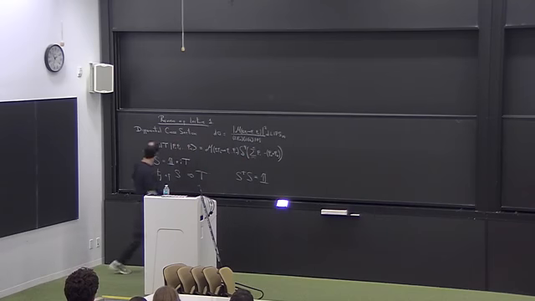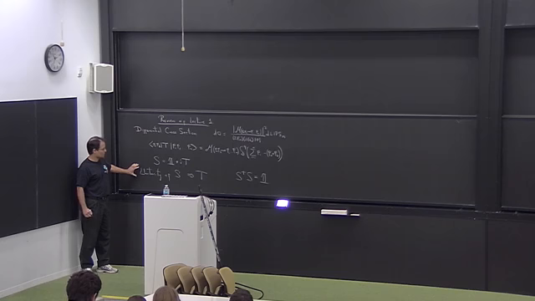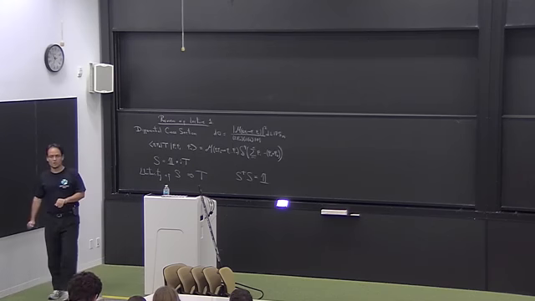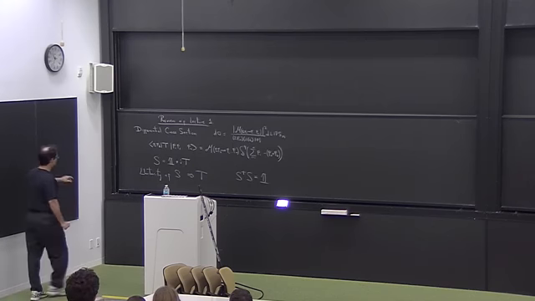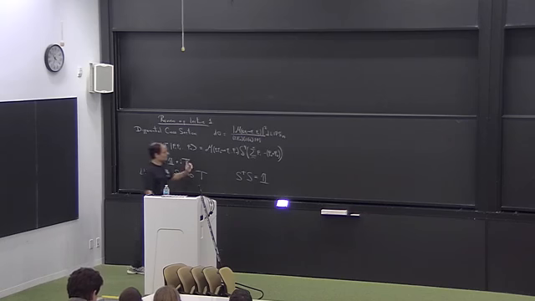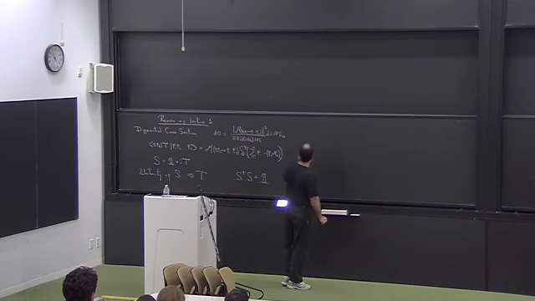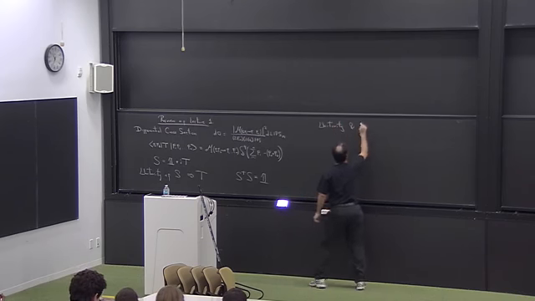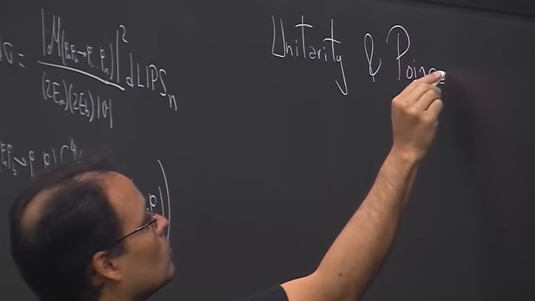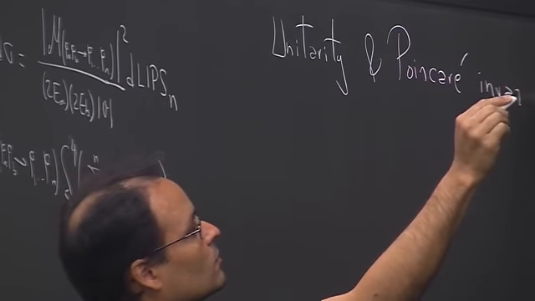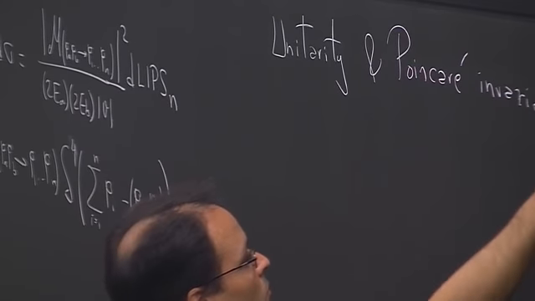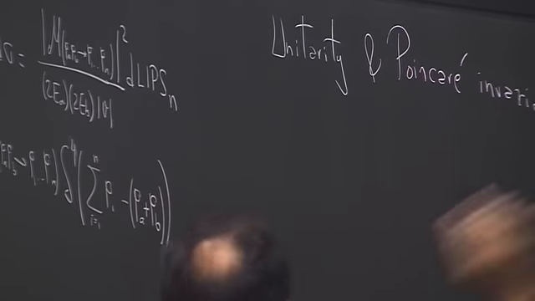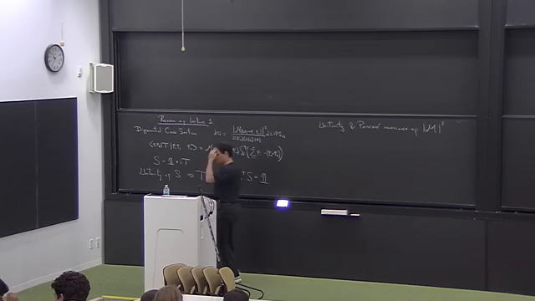So I also said yesterday that during these lectures, our goal is to see how far we can go by only using unitarity, plus another ingredient. That's what I didn't say yesterday. So we're going to try to see how far we can get using unitarity and Poincare invariance of these matrix elements. Okay.